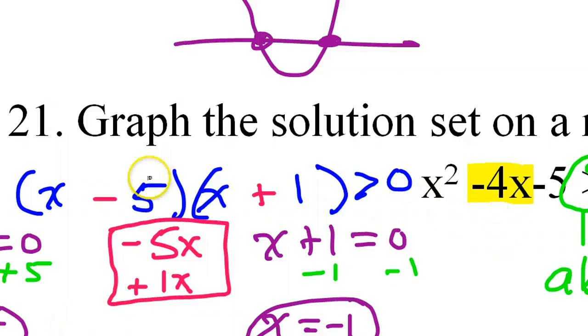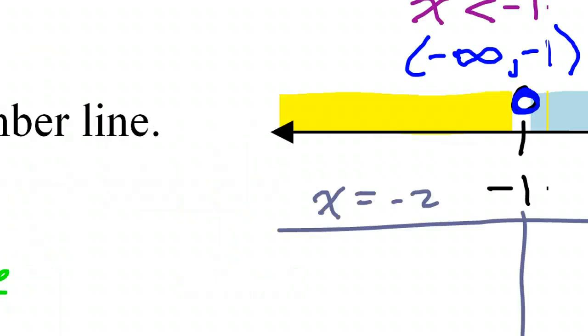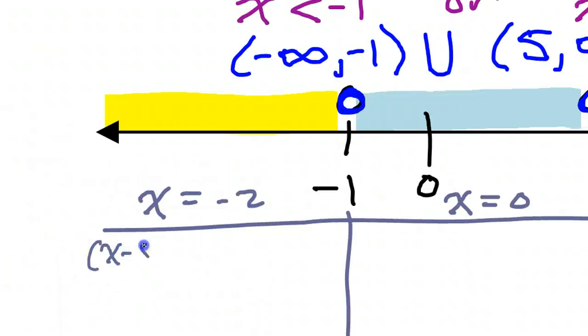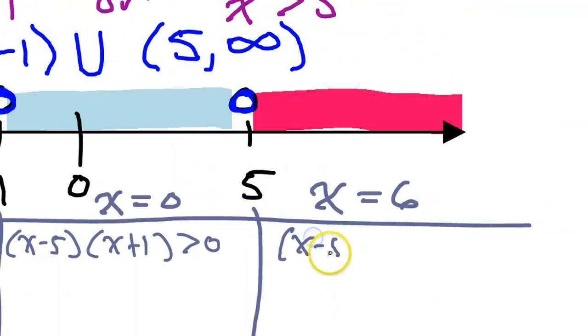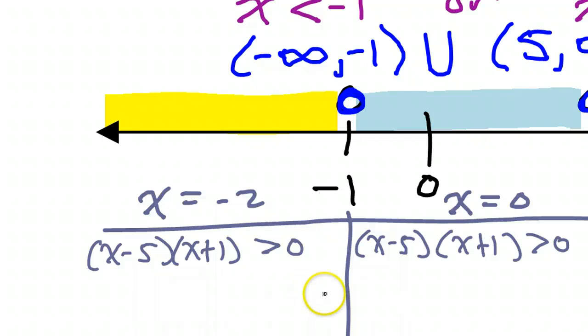Now the idea is to substitute those values back into the original equation. But instead of using the original equation, I would use the factored form. Alright, x minus 5 times x plus 1. Okay, so here I go. x minus 5 times x plus 1, and we want it greater than 0. Okay, and we'll just plug in these test values.